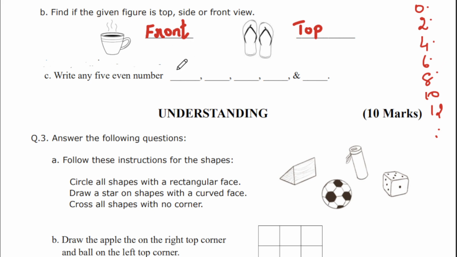So I'm going to write 44, 92, 112, 200, then 508. All these are even numbers. You can write any number, students. You can even write 2, 4, 6, 8 and 10. Anything. Okay. Next.